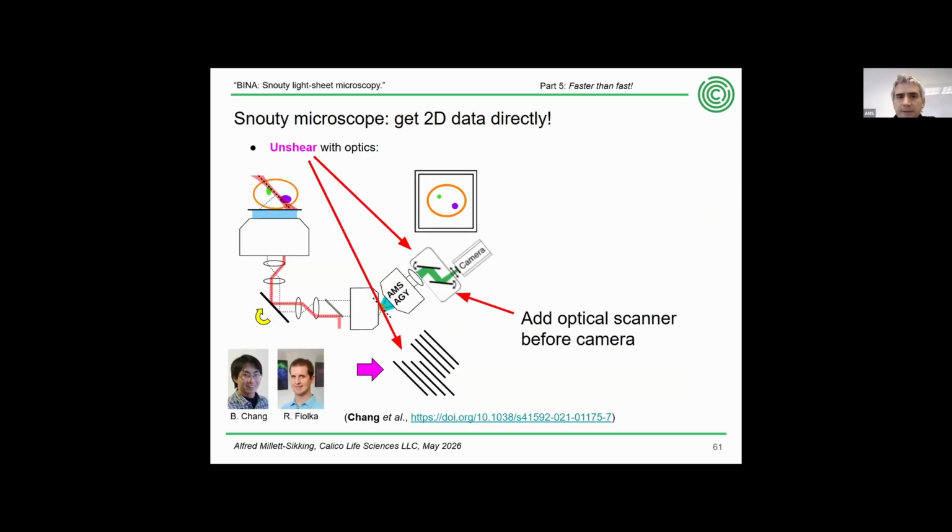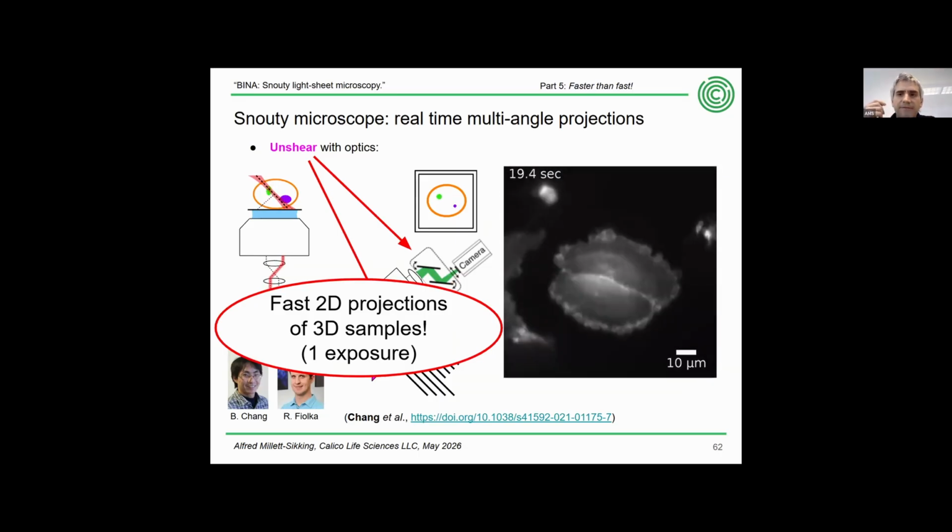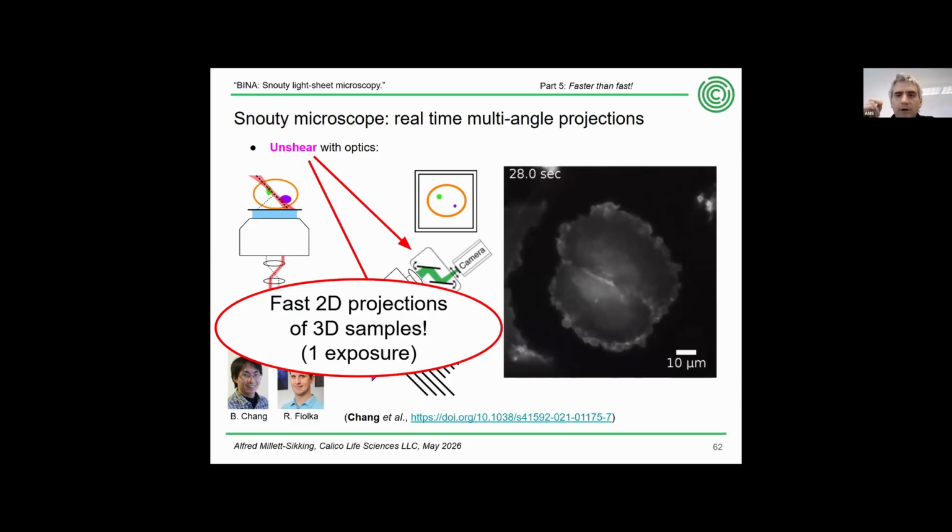There is a way to run this microscope where you add an optical scanner at the end, just before the camera. And what that allows you to do is take 2D data directly. So what do I mean by that? Don't have time to really get into the details, but basically you can take fast 2D projections of 3D samples with one camera exposure. And you can do that in different directions or at different angles.